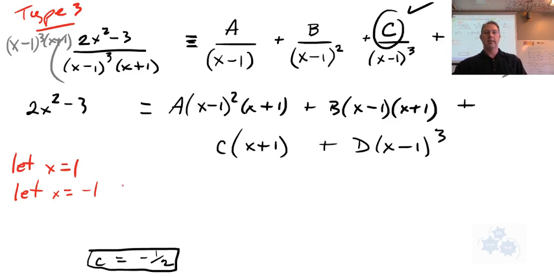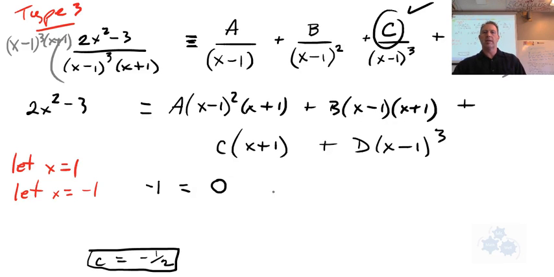I will write 2 times -1 squared minus 3. So what's the left side going to equal? It's still going to equal -1. So -1 is going to make this term 0, isn't it? So the a term is still going to be 0.